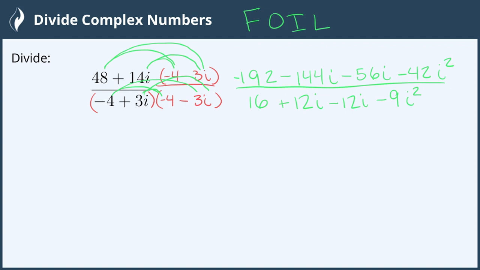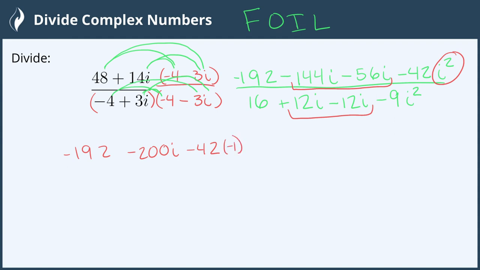Now we can combine like terms in the numerator and in the denominator. Negative 144i minus 56i is negative 200i, and we still have the negative 192. And then we have negative 42. I squared is the same as -1. So we get negative 42 times -1 for the numerator.